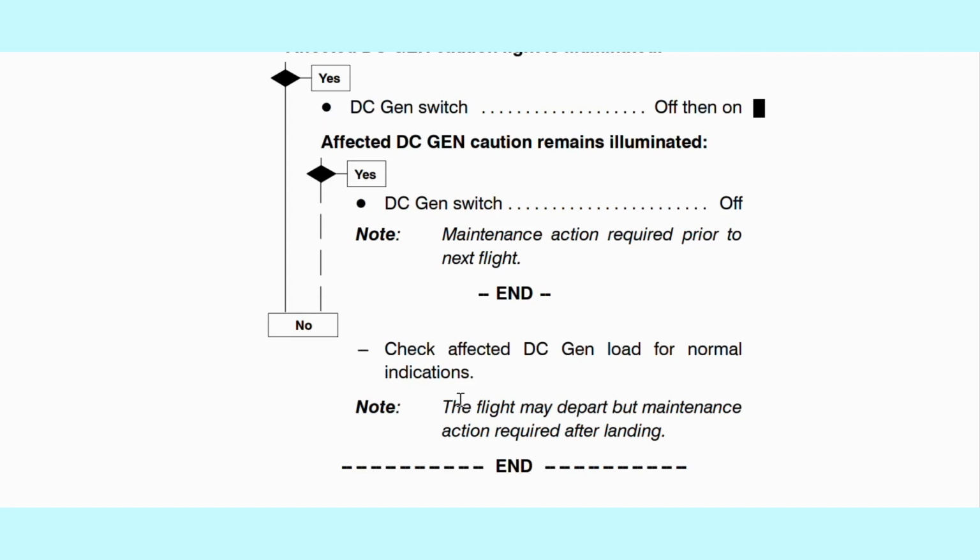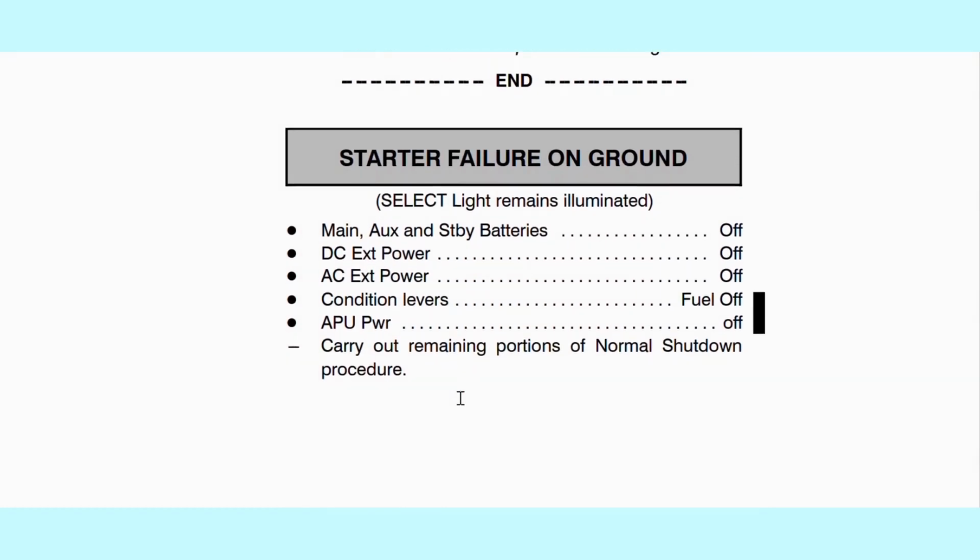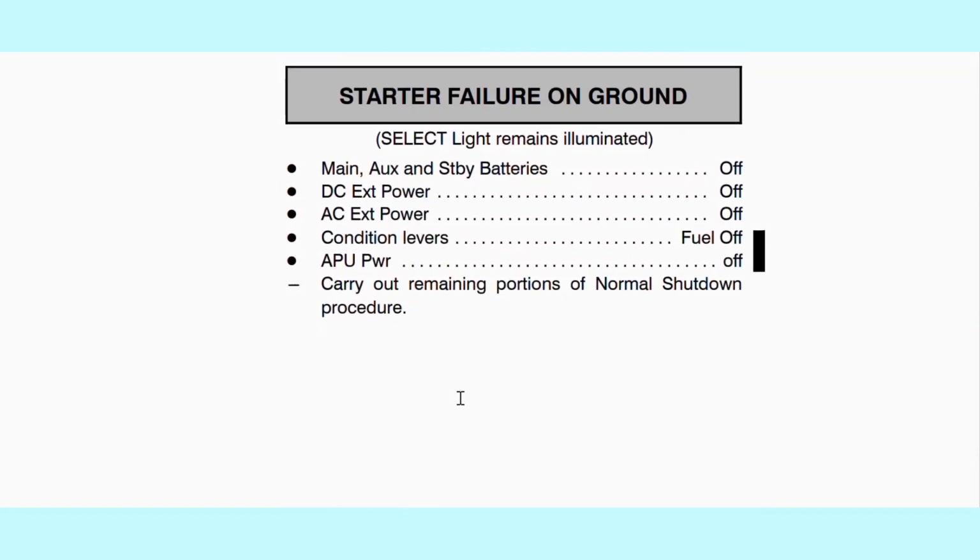Do you have maintenance personnel there? Yes or no? If they don't, I don't think you'll go, because the QRH says you have to fix this problem after landing. Okay, I hope that makes sense. So the whole idea is just to make sense of all these items and how they should be perceived. The other one is starter failure on ground. So basically here you just action all these items as they come in the list.